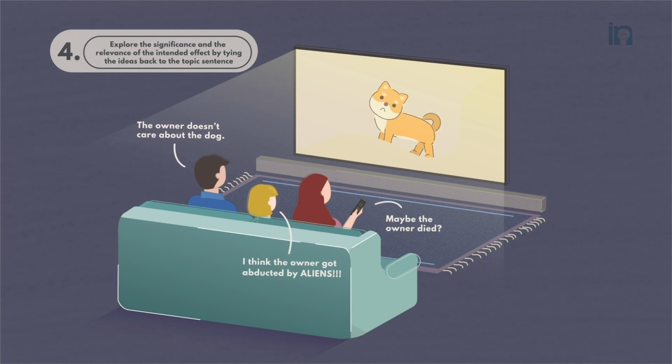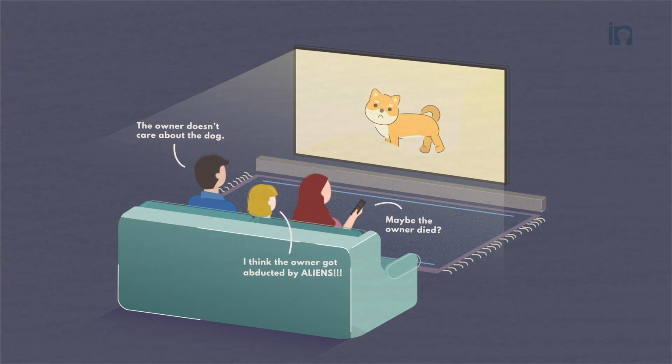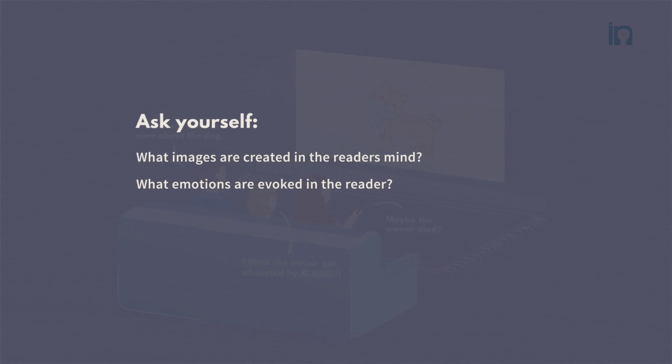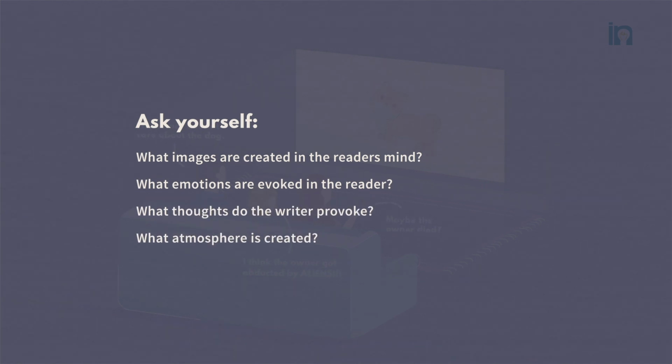In this step, you should also consider the response of the reader to better focus your analysis. Think about what emotions or thoughts are evoked through this example. Ask yourself, what images are created in the reader's mind? What emotions are evoked in the reader? What thoughts did the writer provoke? What atmosphere is created? What are some common mistakes that students make in the explanation?